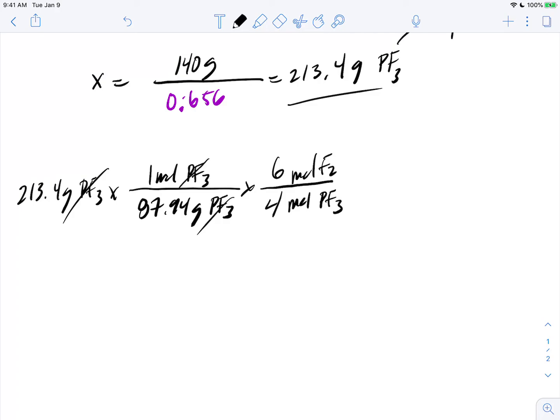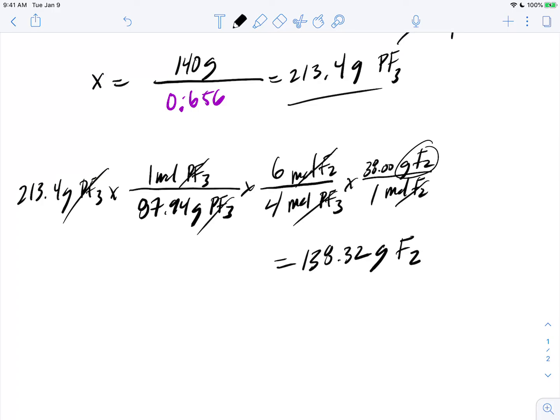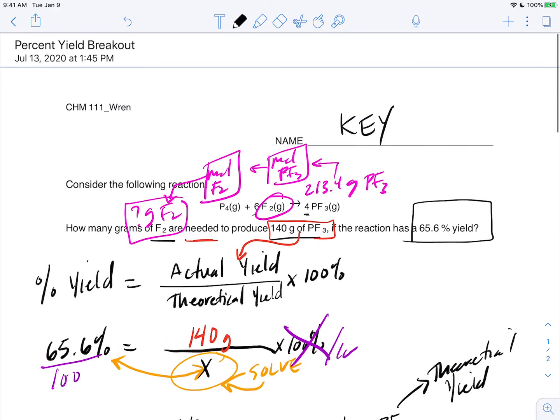And so that gets the moles PF3, and then we can multiply. We want to go from moles of F2 to grams of F2. So in 1 mole, it's 19 times 2. Each fluorine is 19.00. That's 38.00 grams. Moles of F2 go away, and I'm left with grams of F2, which is what I want. So I'm going to multiply this out, and I get 138.32 grams of F2.